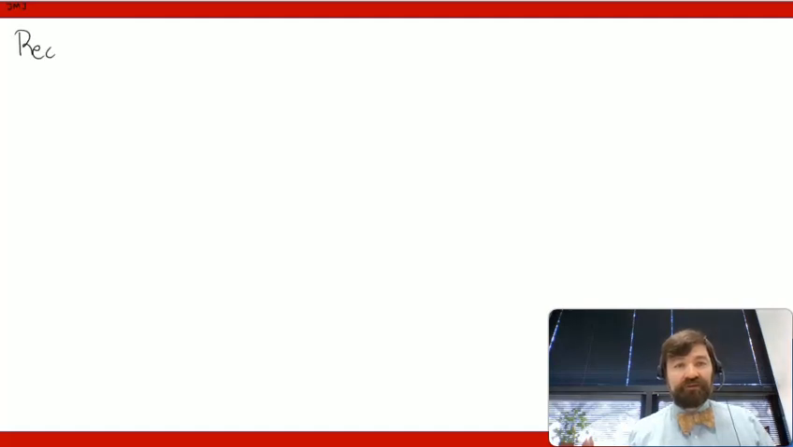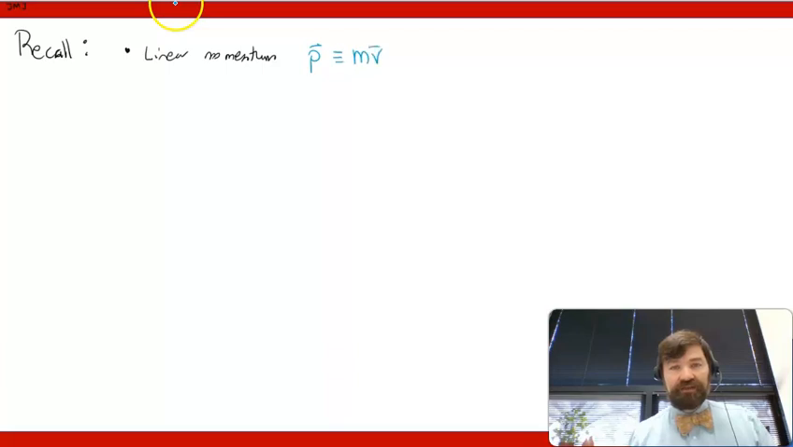Let's recall a few basics. For starters, we have the linear momentum idea. Linear momentum was represented by a p, and it's given by an object's mass times its velocity. Second, we have Newton's second law.